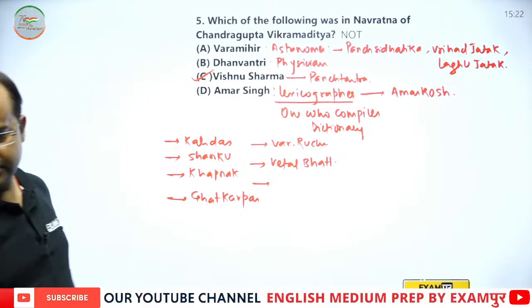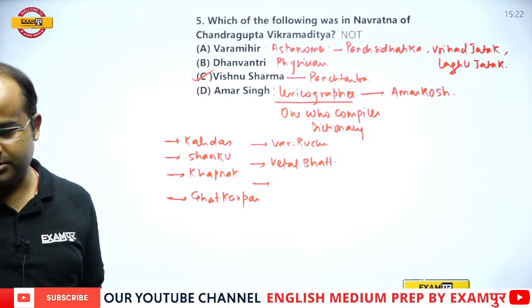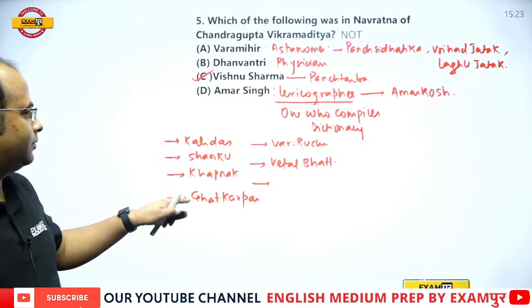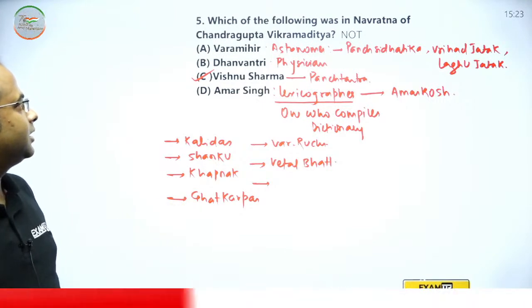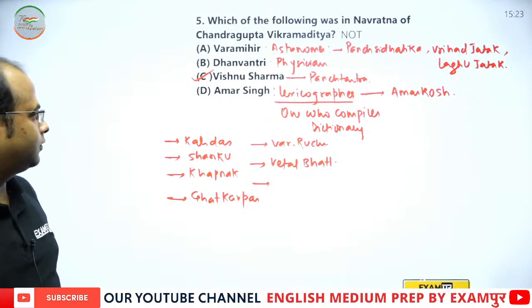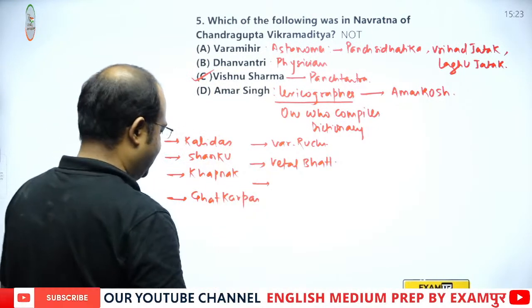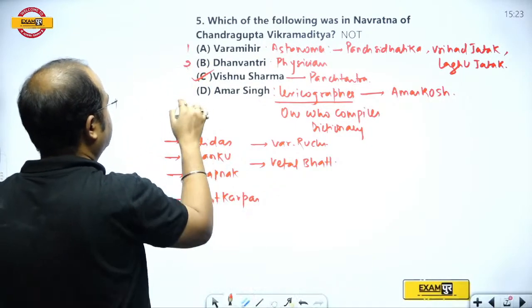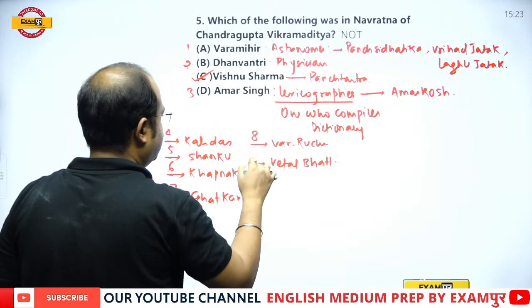So one more name is missing, guys. Varamihir, he wrote this. He was an astrologer. Then Amar Singh, Dhanvantari, then Shanku, Shapnak, Ghatkarpar, Varruchi, and one more is missing. So 1, 2, 3, 4, 5, 6, 7, 8, 9. Already we have 9, guys. So there is no need.